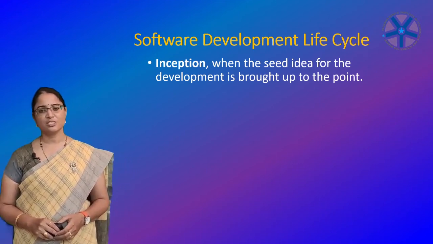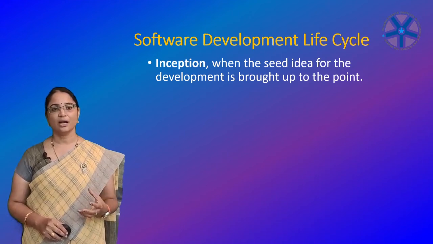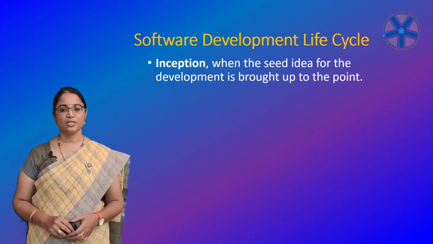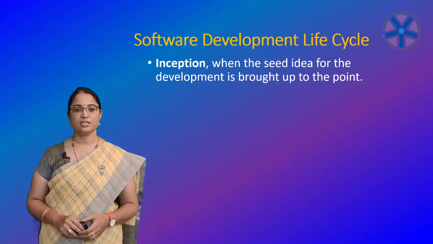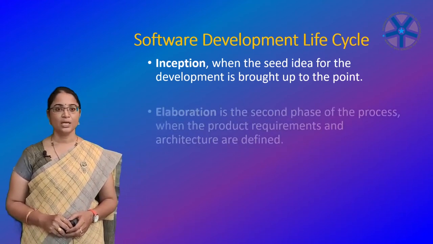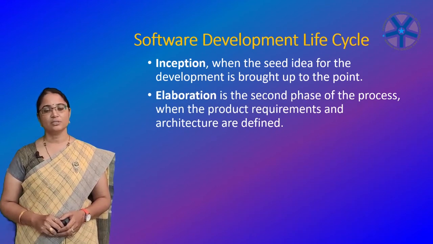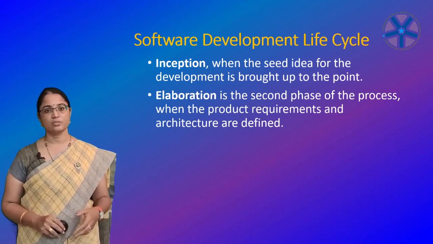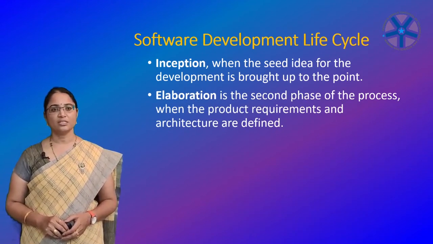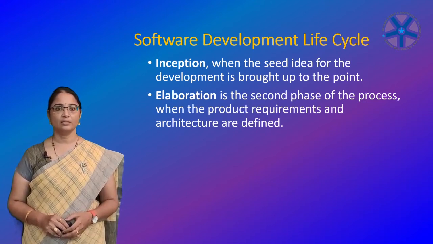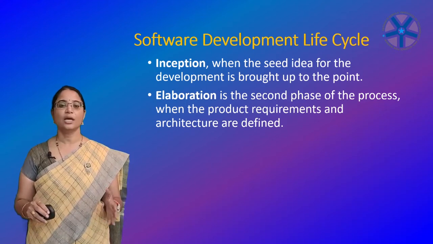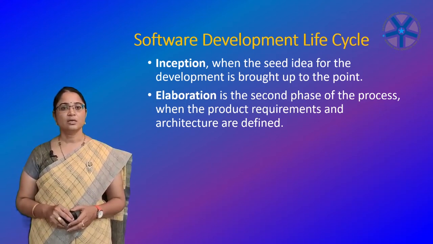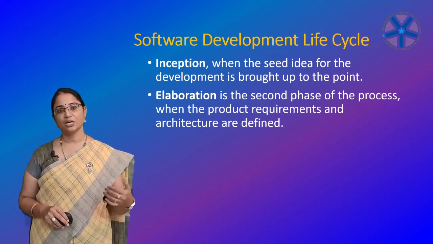This means inception phase is nothing but the seed idea for that development. In this phase, the seed idea is brought into the development. Then that phase is nothing but the inception phase. Next one is the elaboration phase. This is the second phase of the process, when the product requirements and architecture are defined. Elaboration, the name itself indicates that something is elaborated. In this phase, the product requirements and architecture are defined.